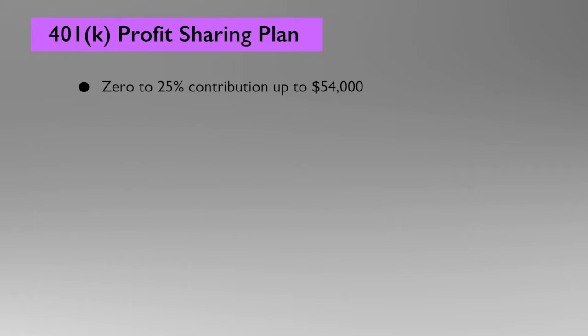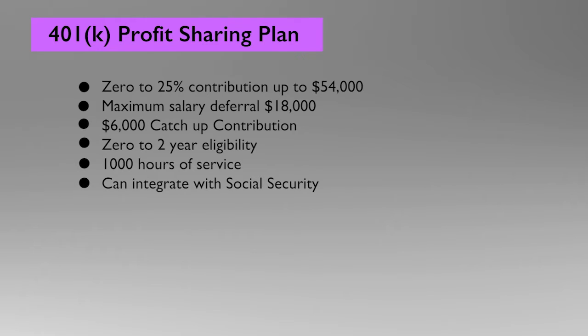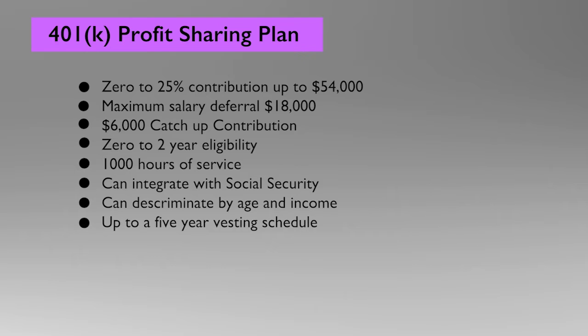With a 401k, the maximum annual contribution is 0 to 25% of pay. The employee can defer up to $18,000, and if the employee is over the age of 50, an additional $6,000 catch-up contribution can be made. The 401k has the same eligibility requirements of up to 2 years of employment and 1,000 hours of service. Just like the profit sharing plan, the employer discretionary contribution can be integrated with Social Security, or the plan can discriminate by age, income, and/or job classification. The same vesting schedules can be established, and there's a plan document and an annual tax filing.